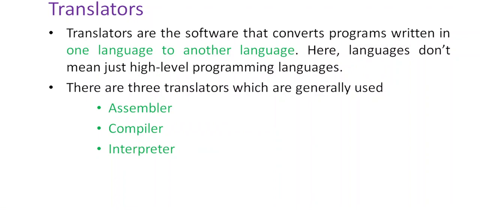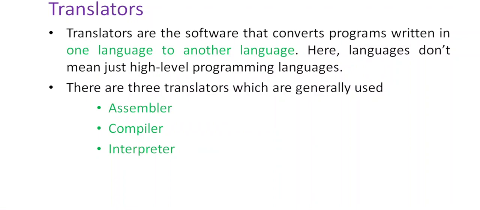A compiler is one which converts a high level language program to a machine language program. High level language to machine language. It is similar in the case of the interpreter, but the way it works is different. You can say that the interpreter is also one which converts from the high level language to machine language.